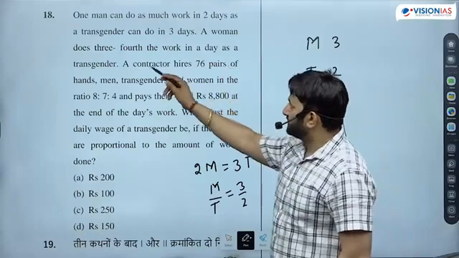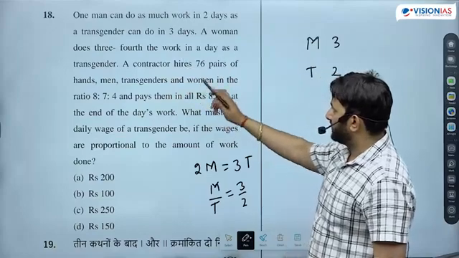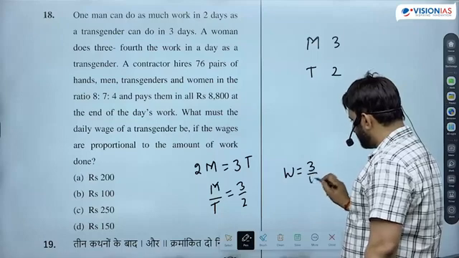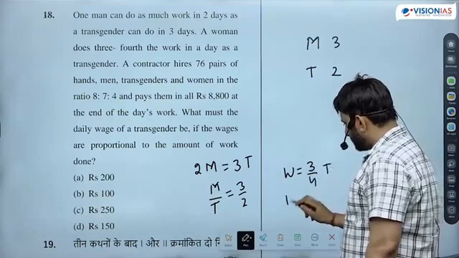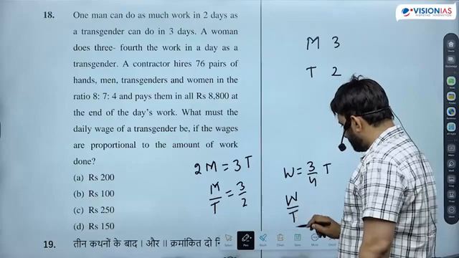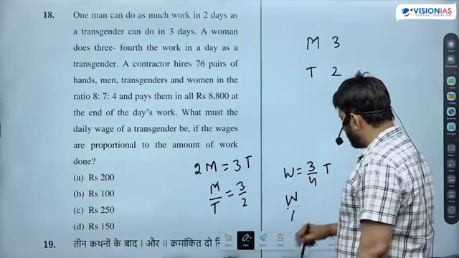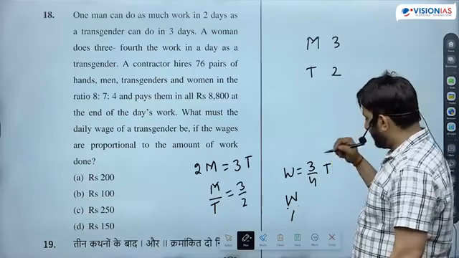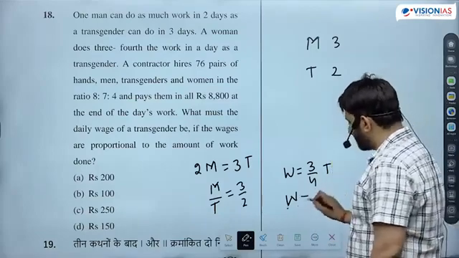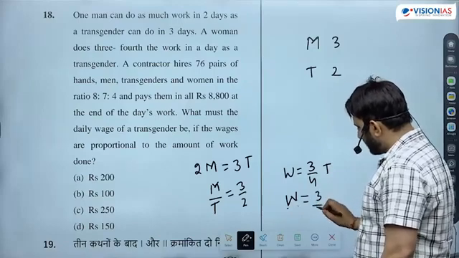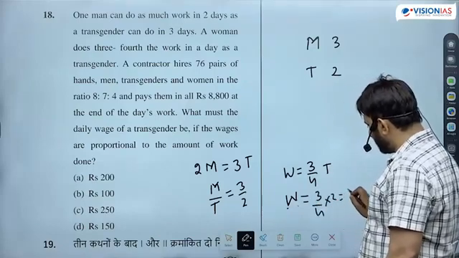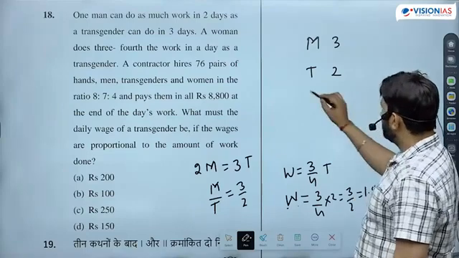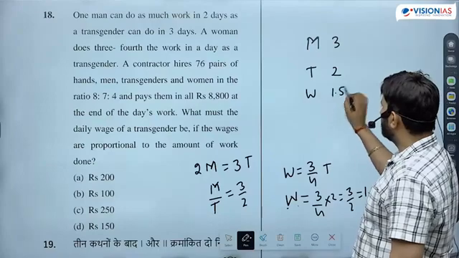A woman does 3/4 the work in a day as a transgender does. So woman's efficiency is 3/4 the efficiency of a transgender. So woman upon transgender. If you know the value of the transgender's work we have got 2 ना, हमने 2 माना है. If a transgender is doing 2 units of work, then what about the woman's work? 3/4 into 2. So that is coming out to be 3/2 units or 1.5 units. Woman will be doing 1.5 units of work.